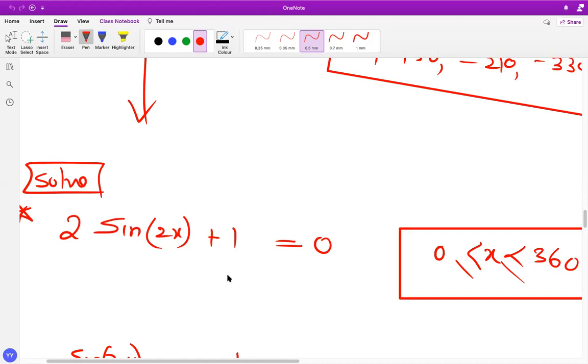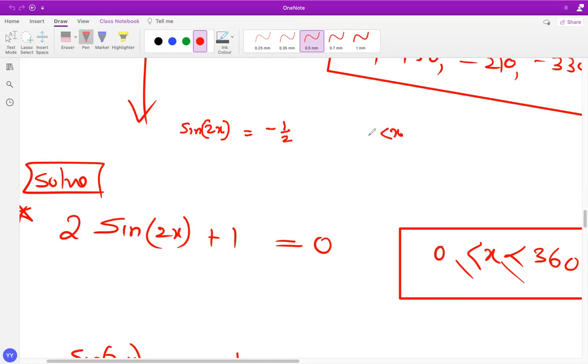Now here the question is slightly different. You are given a little bit of a tricky situation, which is to find the possible values of x when 2 sine 2x plus 1 equals 0. In such a case, if I simplify this a little bit, you get sine 2x equals negative half.